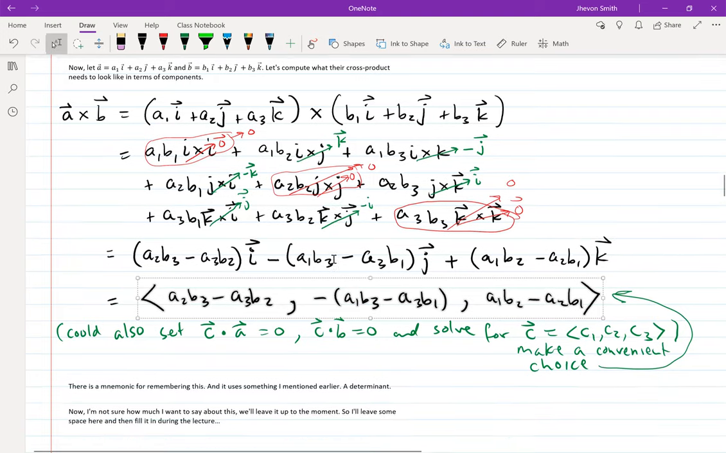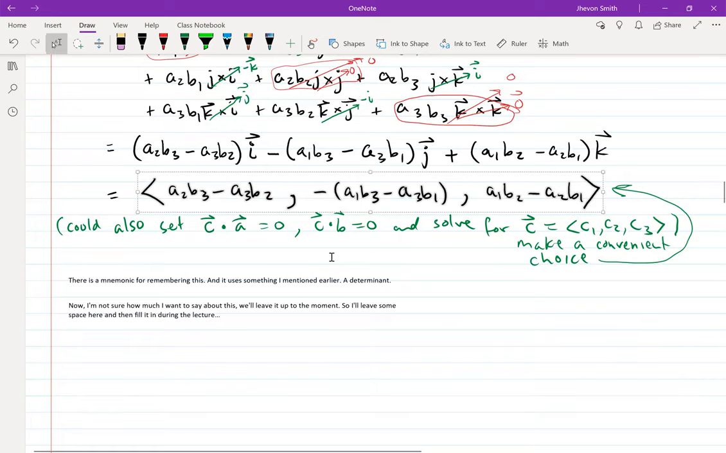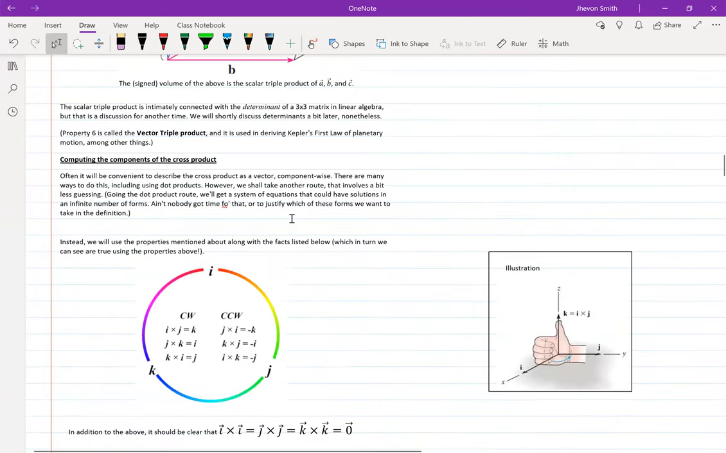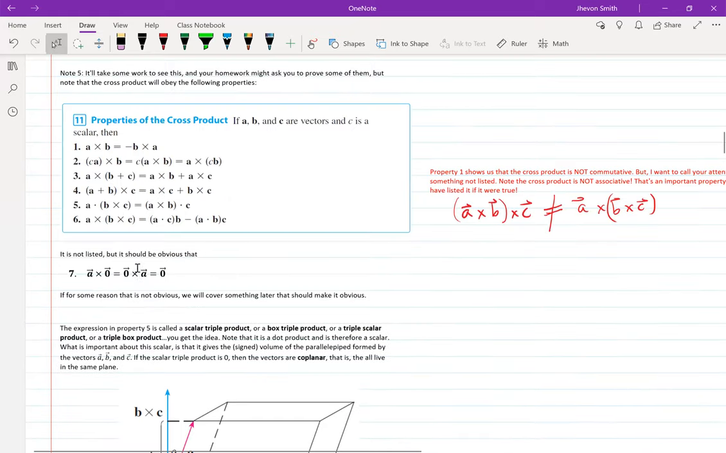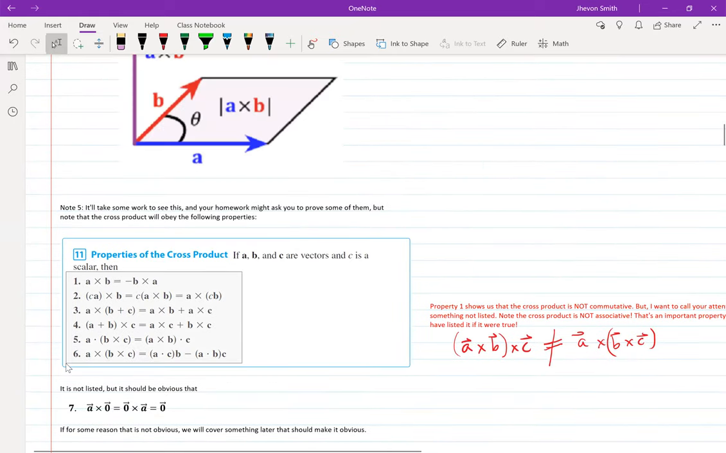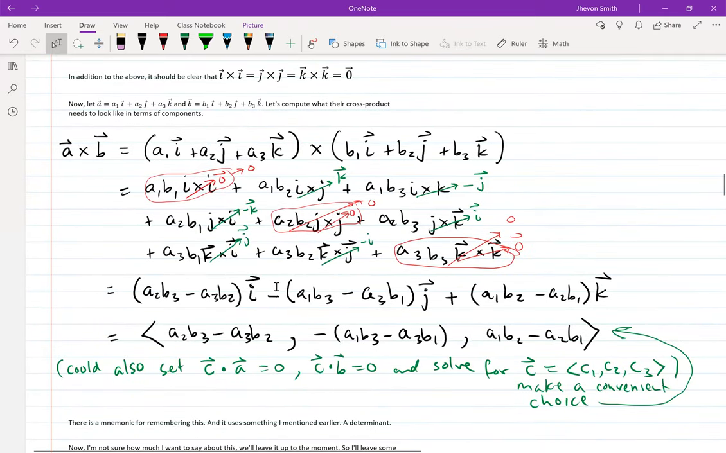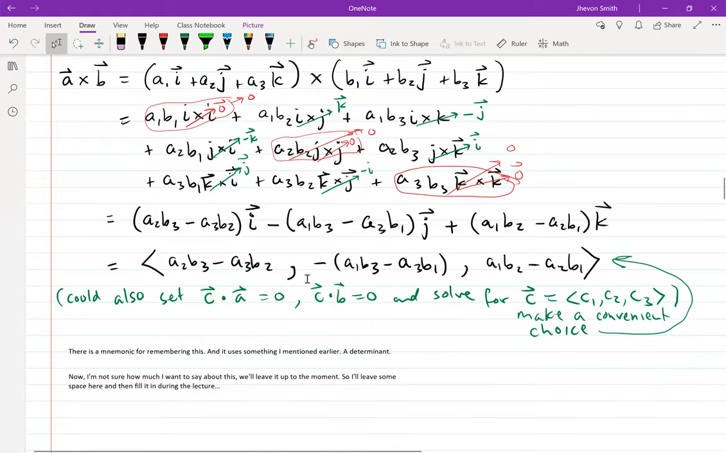Which brings us to another thing. Oh, the AB sine theta is already built in. The AB sine theta was used in the derivation of this, so you're not going to need it here. Anyway, so that's how a cross product looks component-wise.